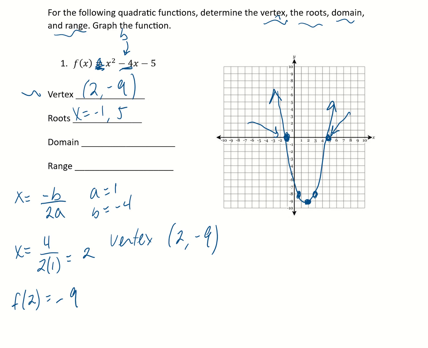Okay, for a parabola, the domain is always going to be negative infinity to infinity because the domain describes any possible x value. And because this is getting wider and wider in the x direction forever, our domain is negative infinity to positive infinity. Our range is bottom y value to top y value. So the bottom y value is negative 9, which again is the y-coordinate of our vertex. And then this is going to go up forever, so our top y value is infinity. So that's how you would do one of these problems.